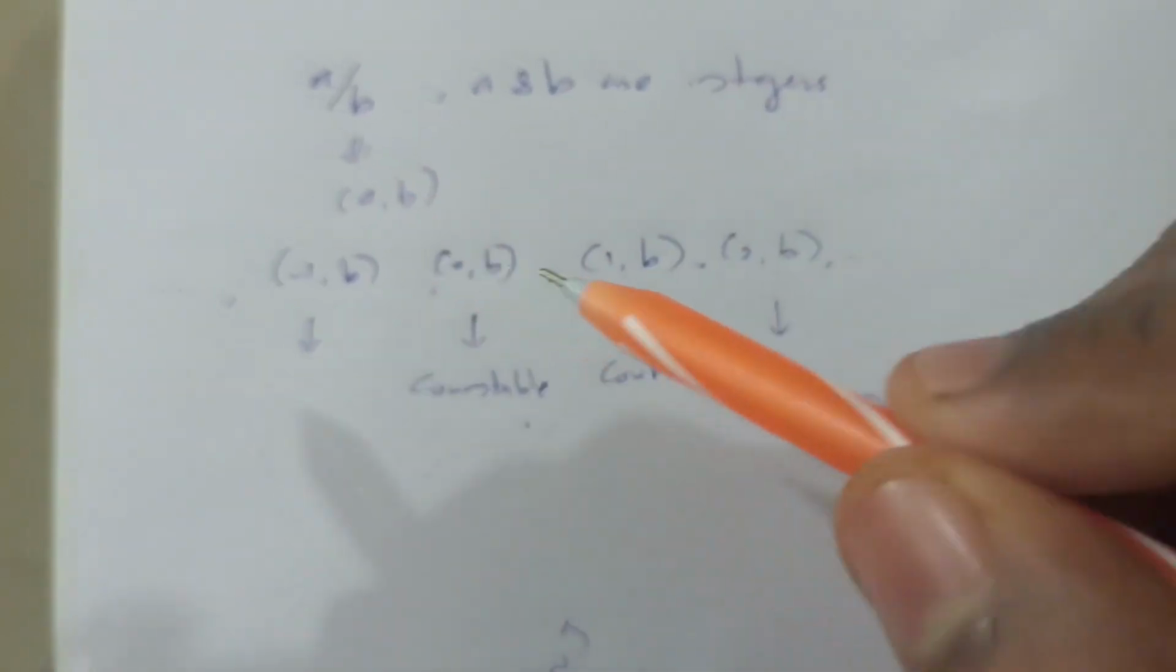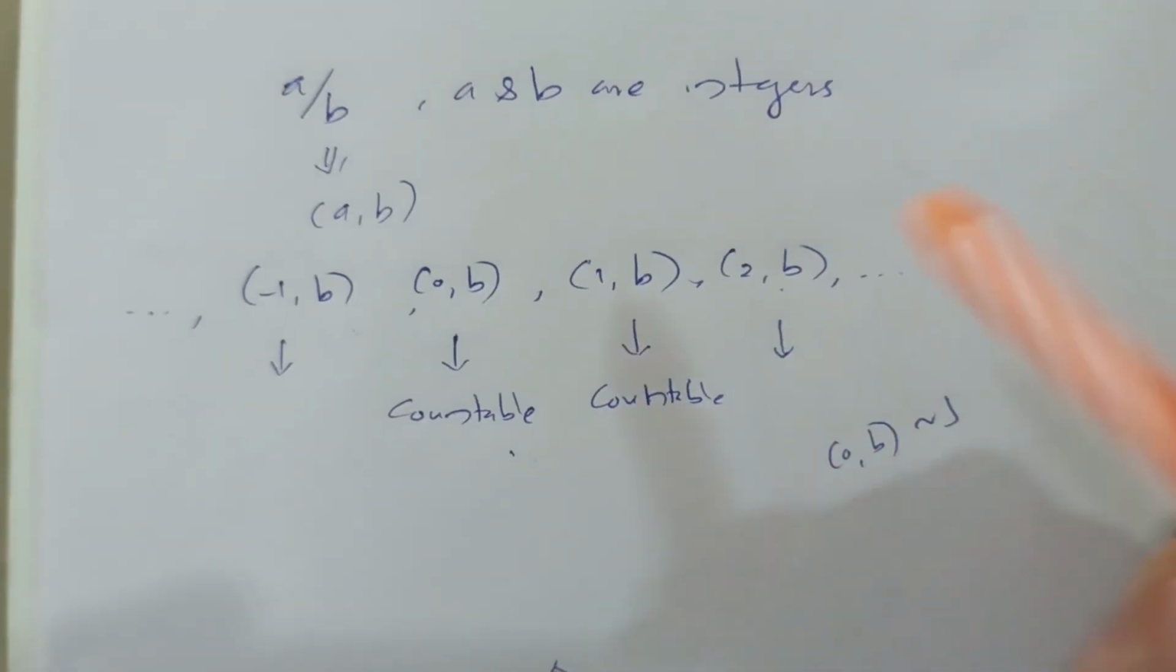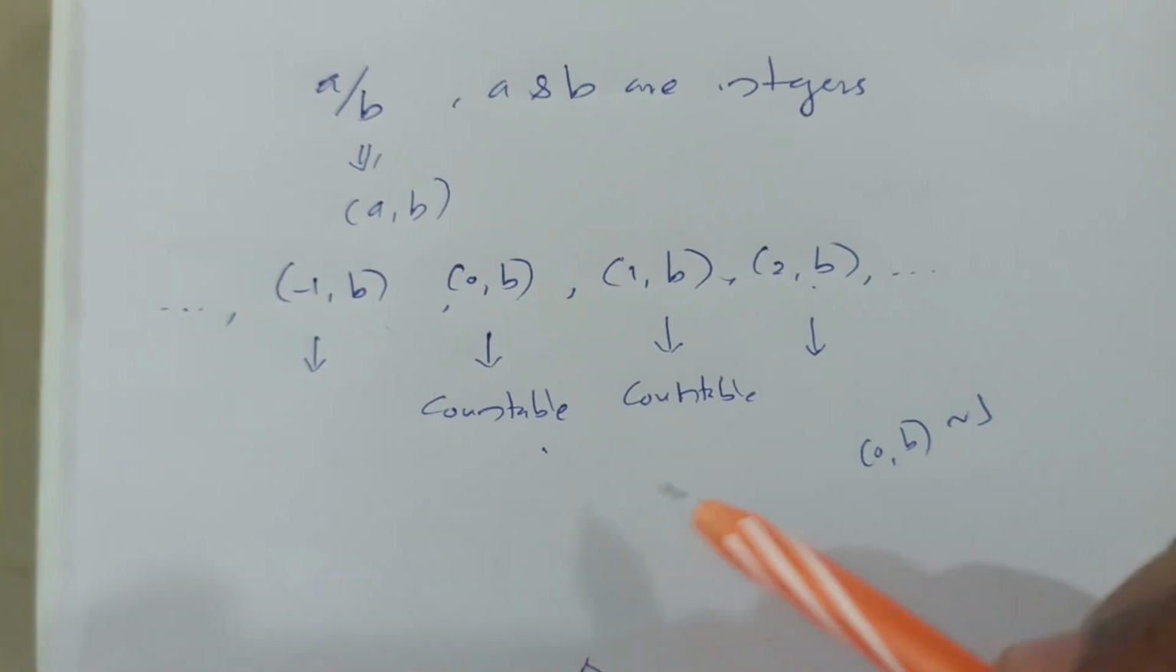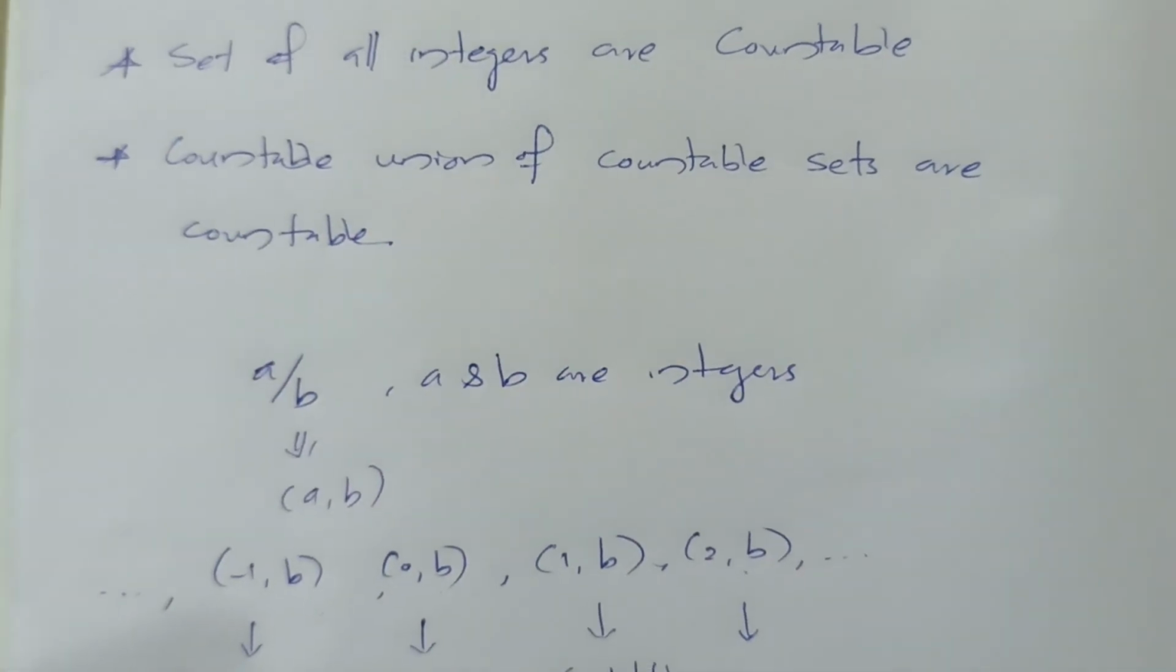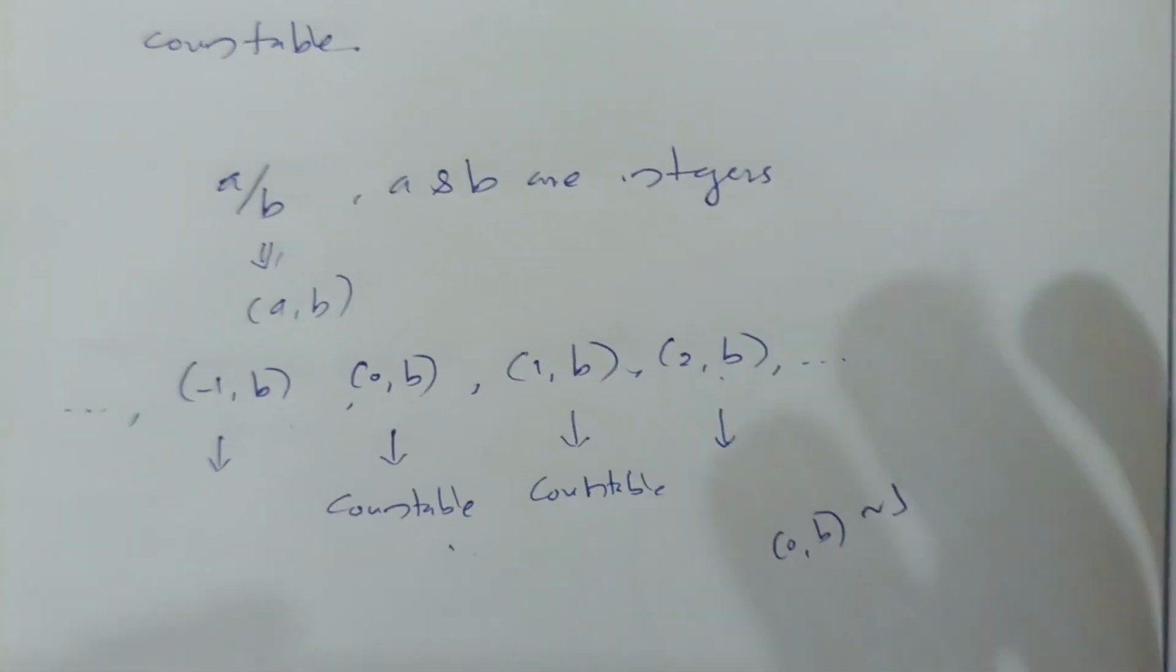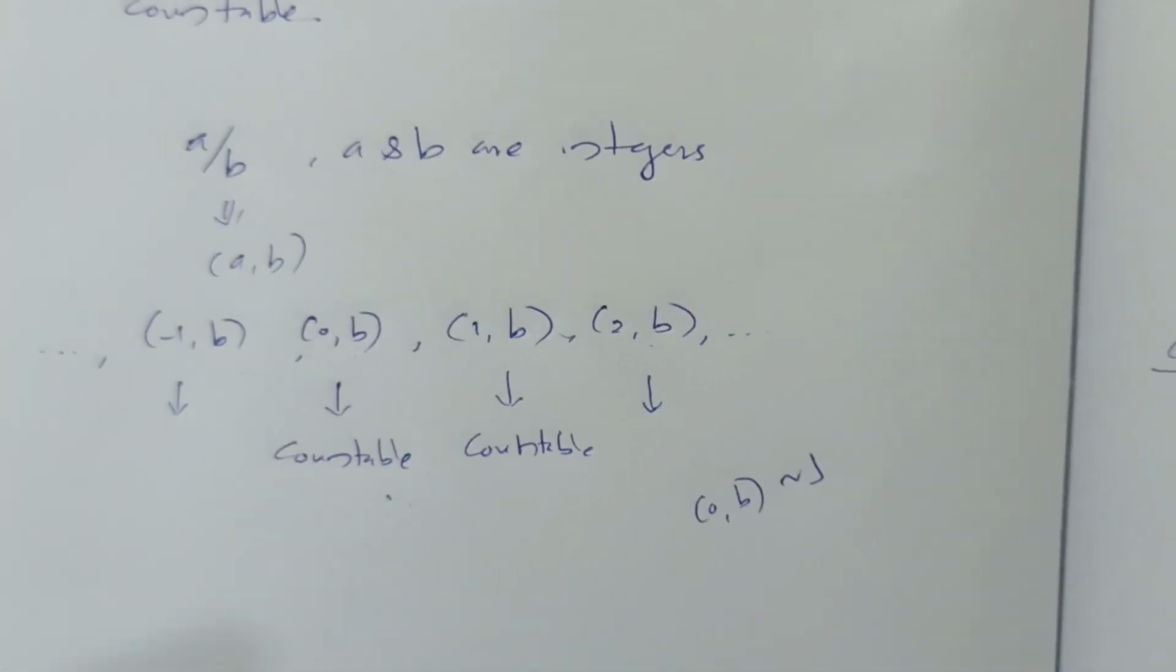Similarly, by fixing each element of a as 1, 2, 3, minus 1, minus 2 and so on, all are countable. We know that a countable union of countable sets is countable, so it is countable. It means that our set of all rational numbers is countable.